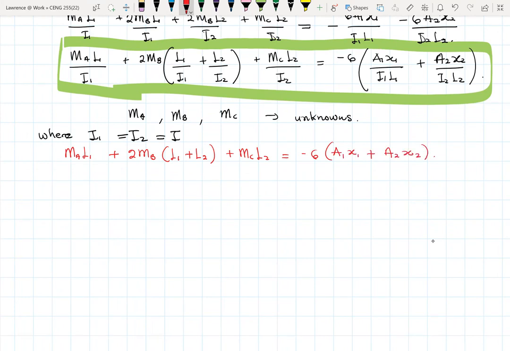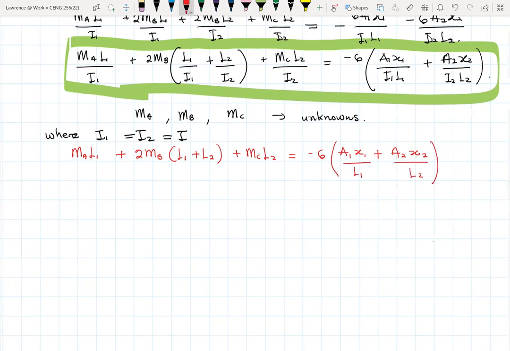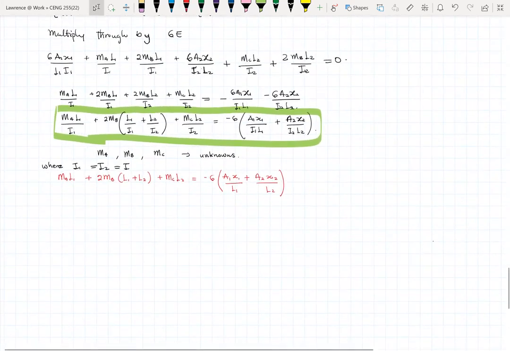Okay, so this is over I_1, sorry, L_1. Over L_1, this is over L_2. So this becomes a simplified version of the equation where the moment of inertia is the same throughout. So if it's the same throughout, then this becomes the simplified version. But if it's not the same, then you have to go with a more general approach.